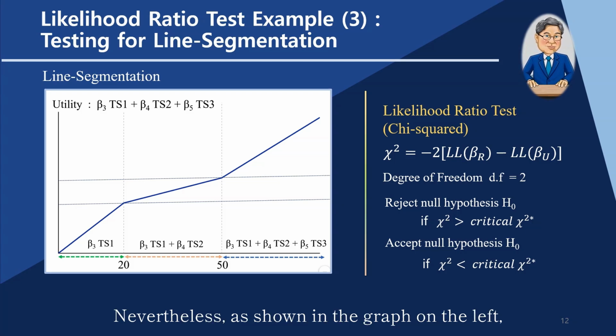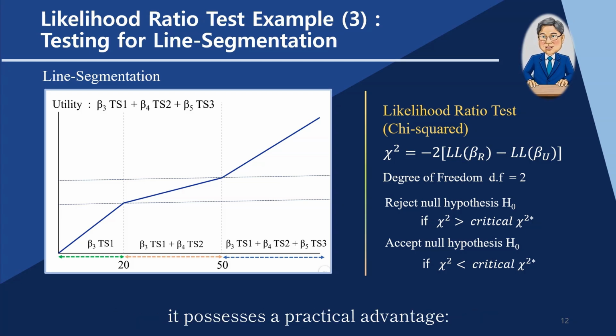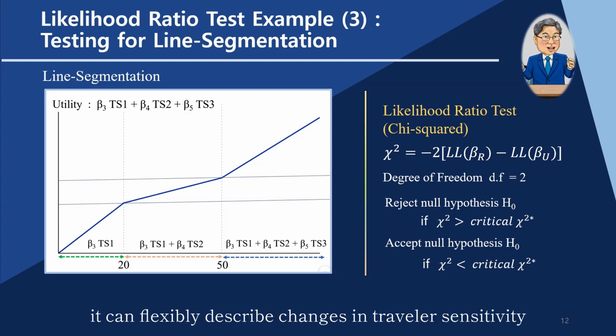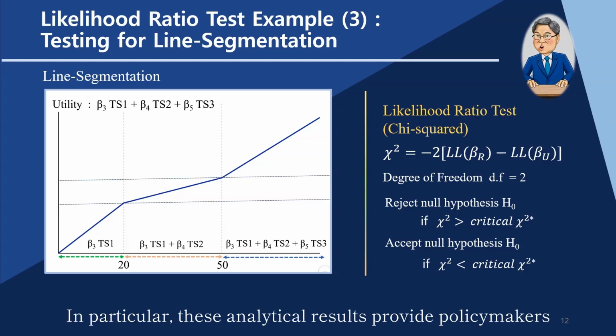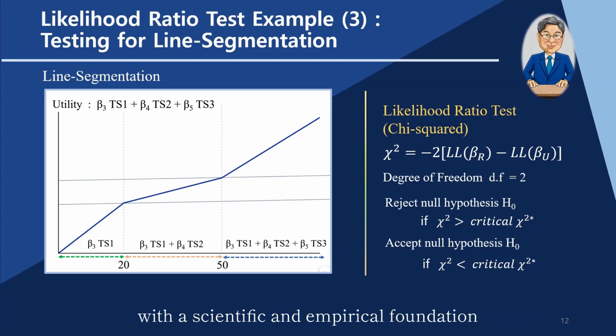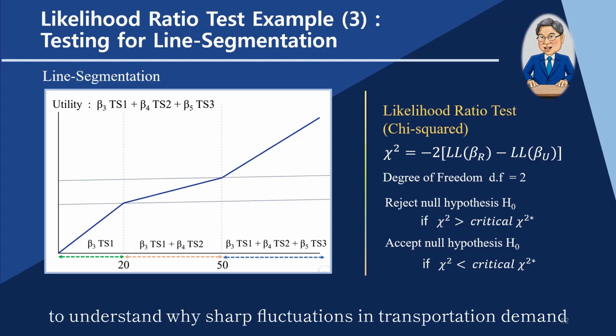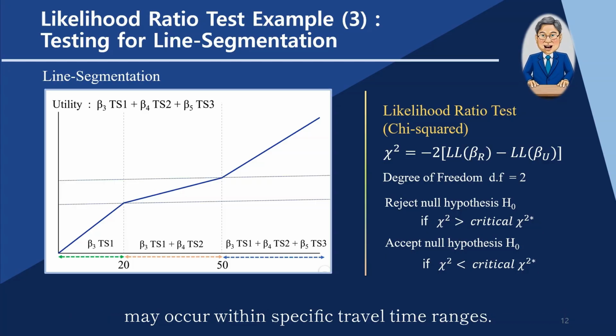Nevertheless, as shown in the graph on the left, it possesses a practical advantage. It can flexibly describe changes in traveler sensitivity based on actual observed data. In particular, these analytical results provide policymakers with a scientific and empirical foundation to understand why sharp fluctuations in transportation demand may occur within specific travel time ranges.